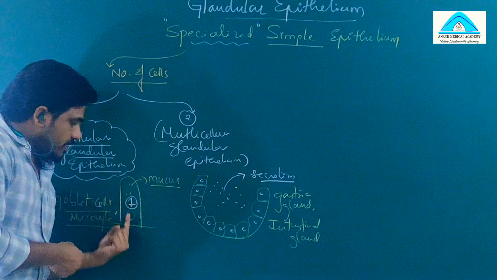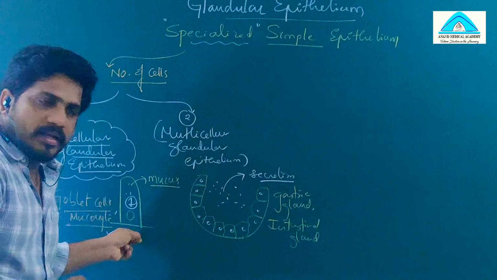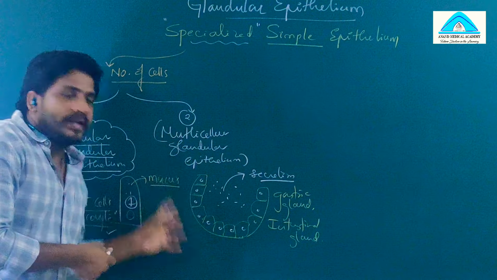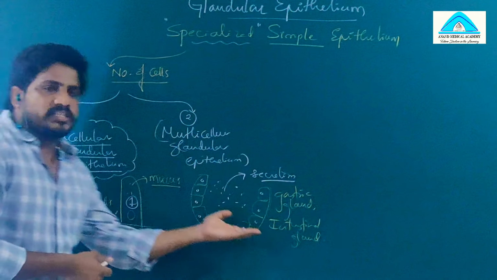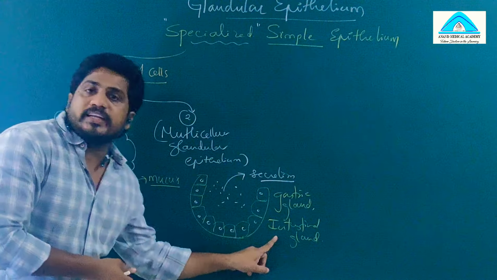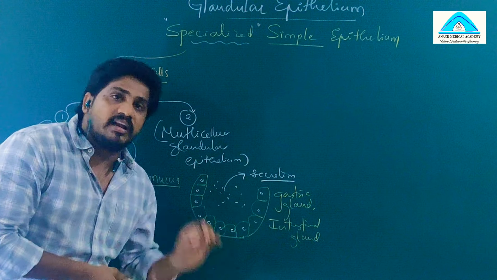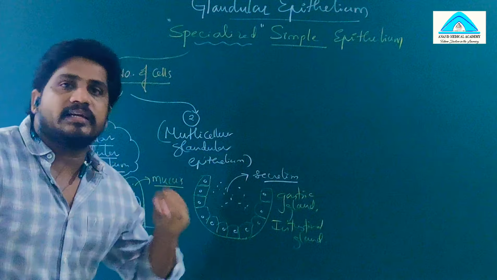Example, goblet cell. Here the cell is which type? Cuboidal type or columnar type? Certainly columnar type. On the other hand, multicellular glandular epithelium is there. In that, many cells are secreting, that may be gastric glands or intestinal glands. In case of gastric glands, they are simple columnar cells. But in case of intestinal glands, they are ciliated columnar cells also.